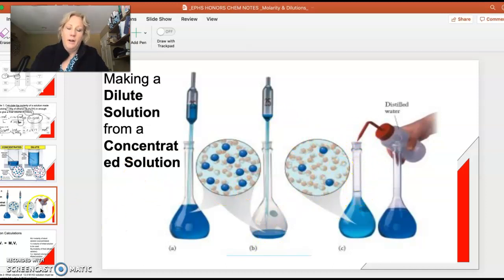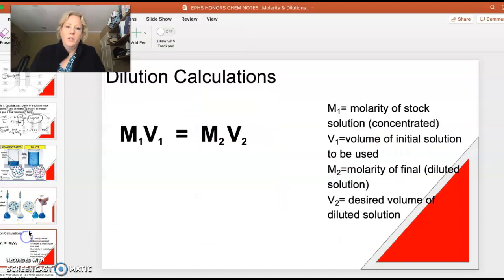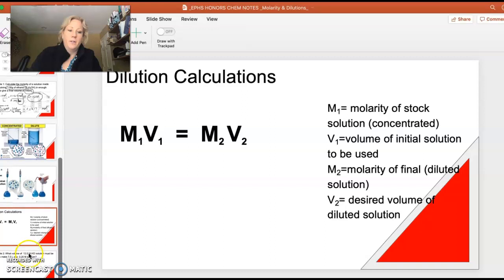The math behind this is this equation, where M1 is the stock solution, the concentrated solution. Stock is like the storeroom, what I bought in the catalog, that kind of thing. And then the volume of that, you're not going to need much of it. Then you would make a new, more dilute solution. M2 is the molarity of the dilute one, the one that we're possibly going to use in the lab, and then the volume of that, you're going to have a much greater volume. So let me just show you how to do a calculation with that.